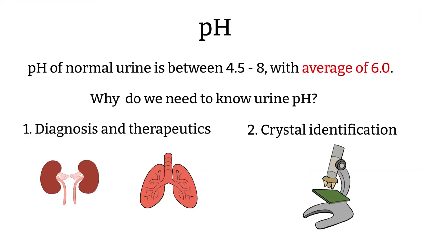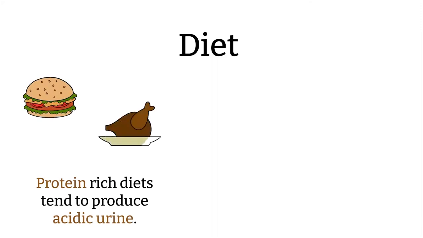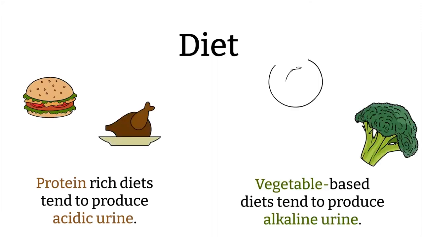Your kidneys vary the urine pH to compensate for your diet and metabolism. Your diet can influence the acidity of the urine. A protein-rich diet tends to produce acid urine, while a vegetable-based diet tends to produce alkali urine.